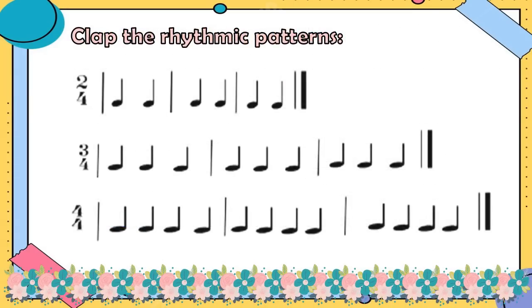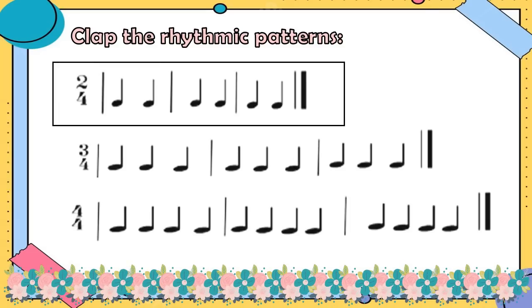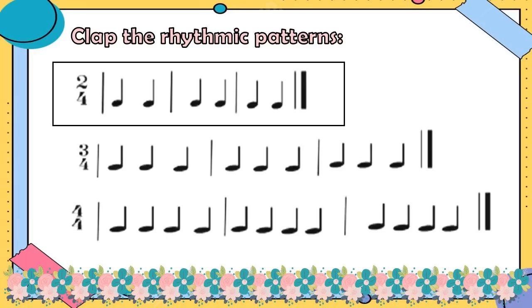Clap the rhythmic patterns. We have 3 examples of rhythmic patterns. The first rhythmic pattern has a time signature of 2-4. This rhythmic pattern has 3 measures. The measure is the notes and rests in between the bar line. The given note is a quarter note. A quarter note has 1 beat. In every measure, there are 2 quarter notes.